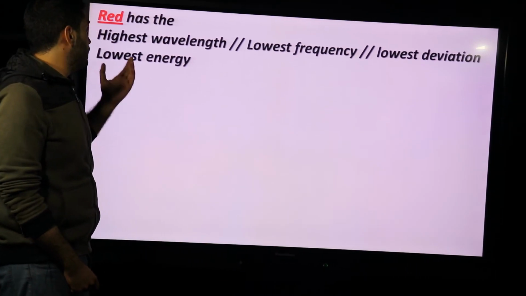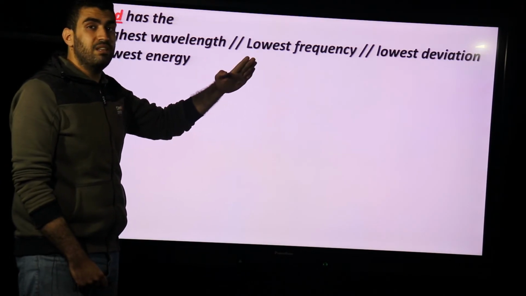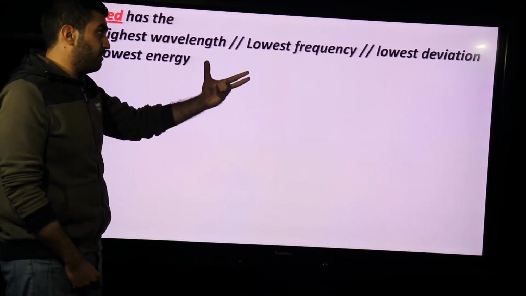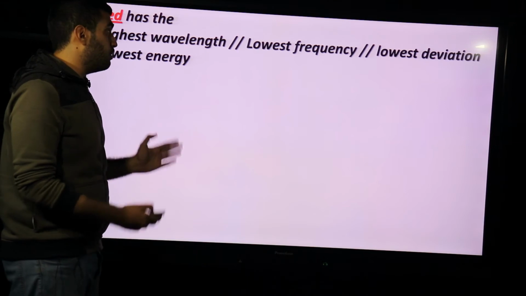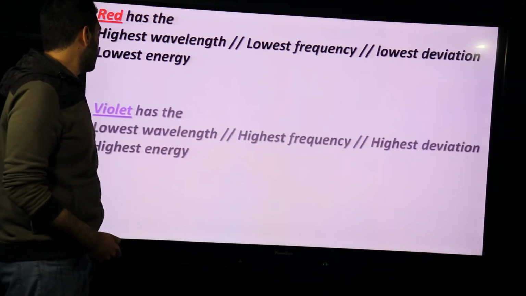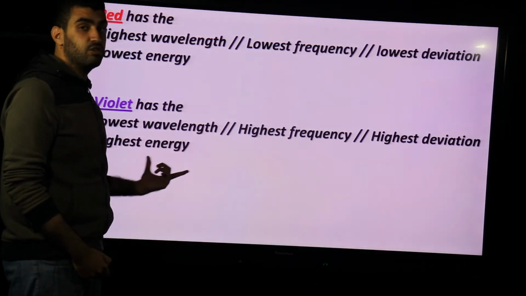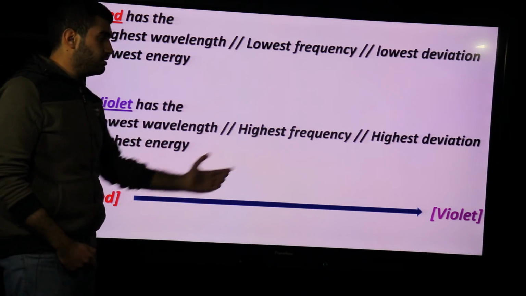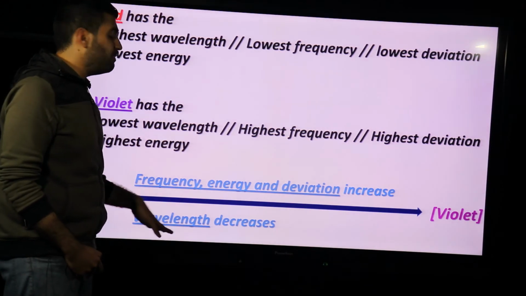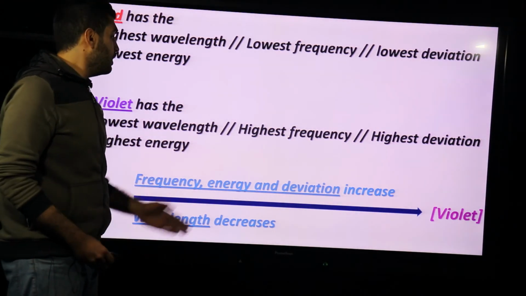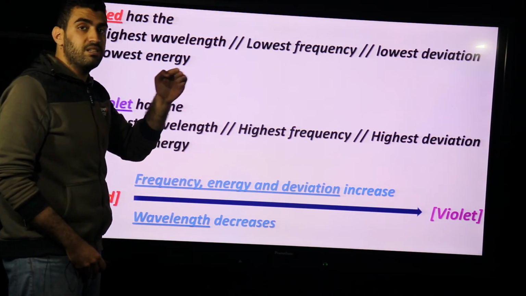As we see, red color has the highest wavelength, so it has the lowest frequency, the lowest deviation, which means the lowest refraction, and the lowest energy. Lowest frequency, lowest energy, according to Planck's rule. Violet has the lowest wavelength, highest frequency, highest deviation, and the highest energy as well. So from red to violet, frequency, energy, and deviation increase while the wavelength decreases. For example, blue color has more energy than red color, and violet has the highest energy, highest frequency, and so on.